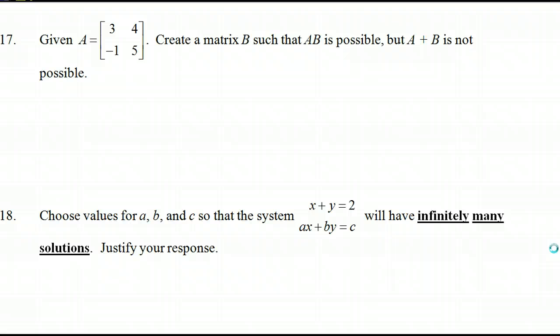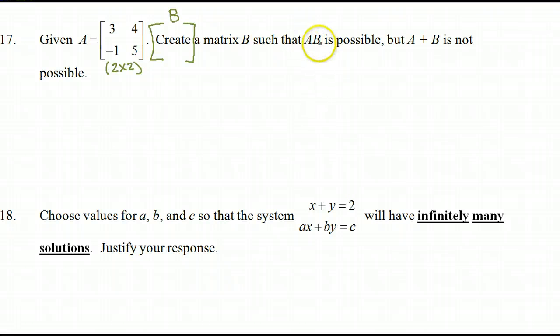We're supposed to create matrix B such that A times B is possible, but A plus B is not possible. Let's take it one piece at a time. So we're just trying to think of matrix B. Well, we know that matrix A is a 2 by 2 matrix. So this matrix B, whatever it is, I'm just going to put a little outline of it.